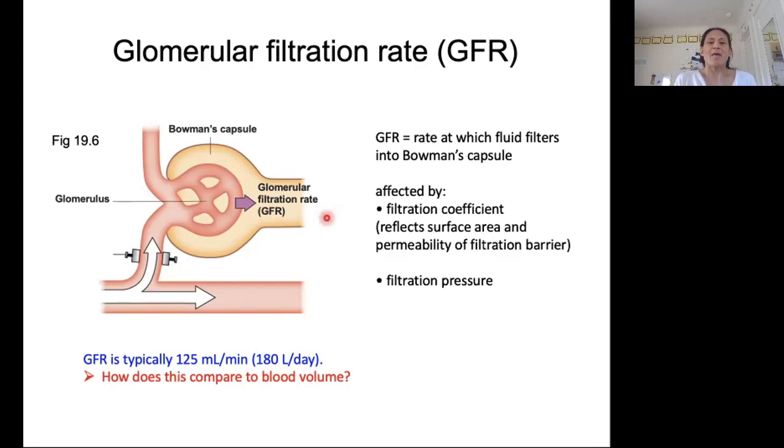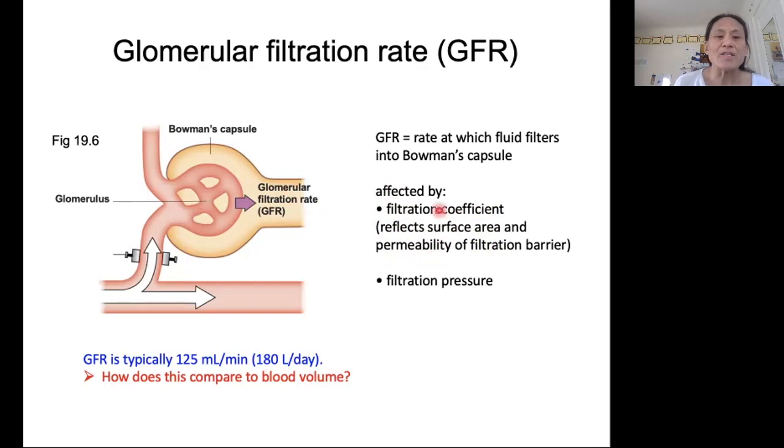Okay. GFR is going to be affected by a couple things. First is the filtration coefficient. So basically, that is a reflection of the characteristics of this interface, right? So that filtration barrier that we just talked about, it's going to reflect the surface area of that filtration barrier and the permeability of that filtration barrier.